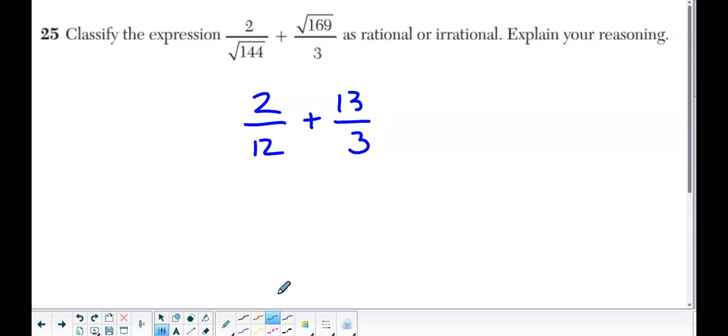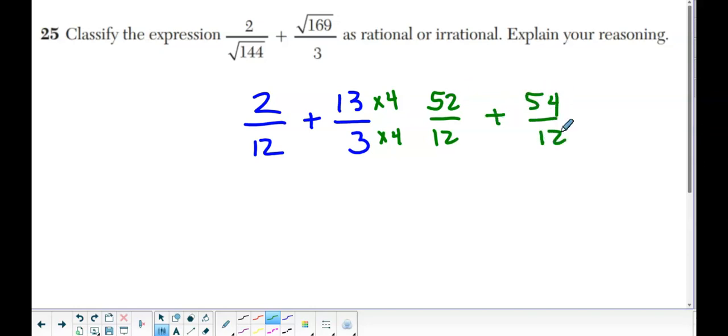I can, in fact, add these fractions together, either myself by rewriting this, or renaming this as twelfths, right? So this would be 12, and this would be 52. So 52 plus 2 is 54 twelfths. And this is, in fact, rational. And I know that because it's a ratio.